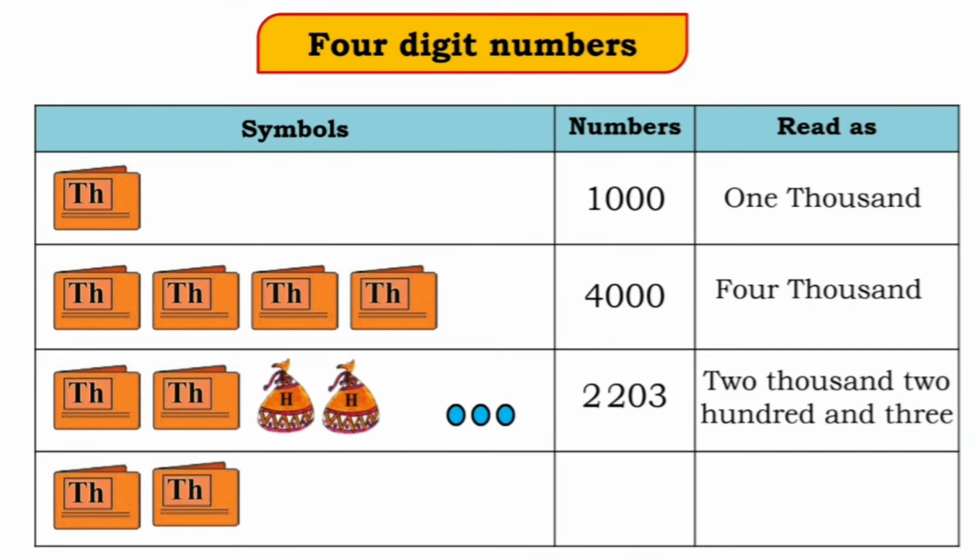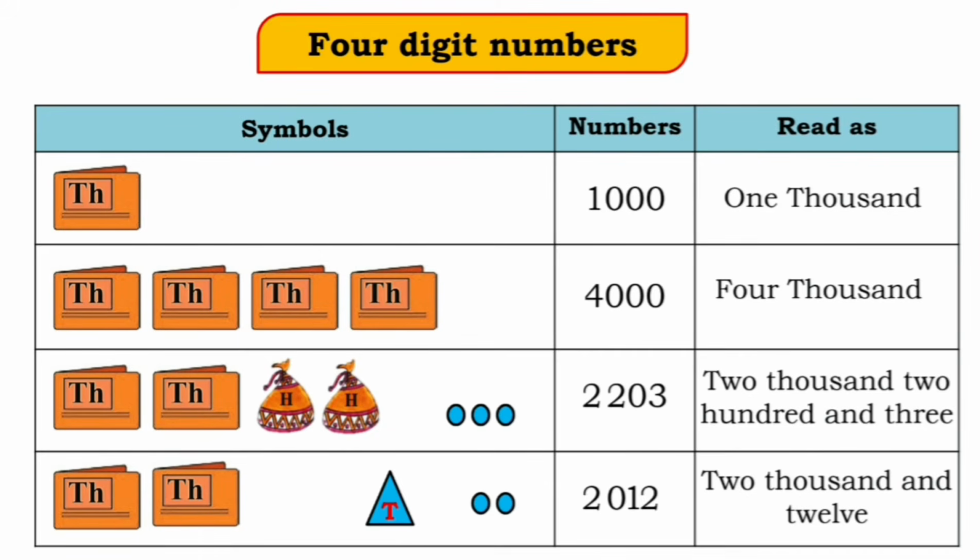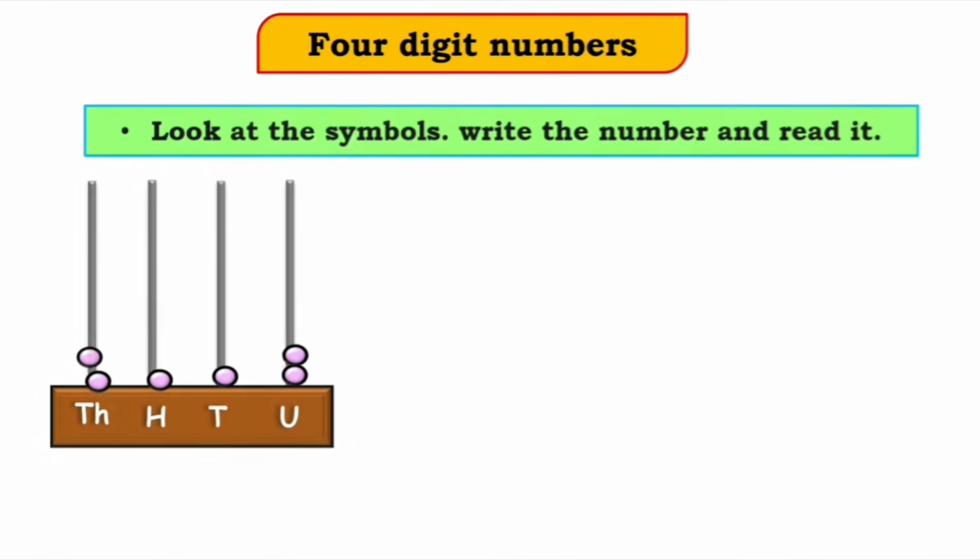Let us see one more example. Here we have 2000s, 10 and 2 units. So we will write 2 in the thousands place. Now here we don't have hundreds. So we will write 0 in the hundreds place. Then we have 10 and 2 units. So we will write 1 in the tens place and 2 in the units place. Hence these symbols represent 2012 and it is read as 2012.